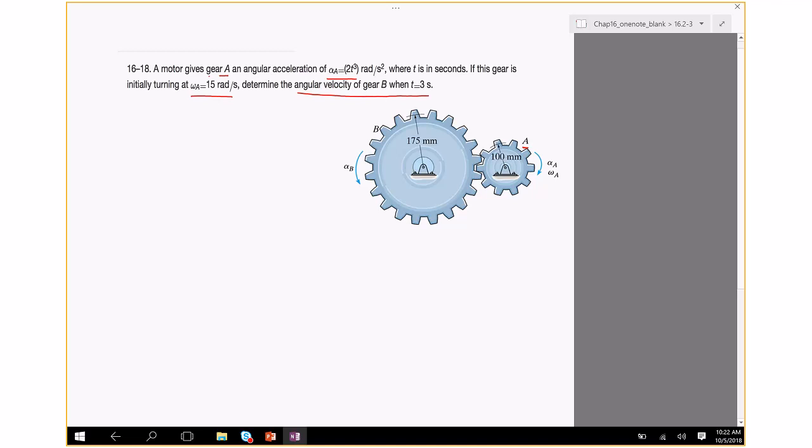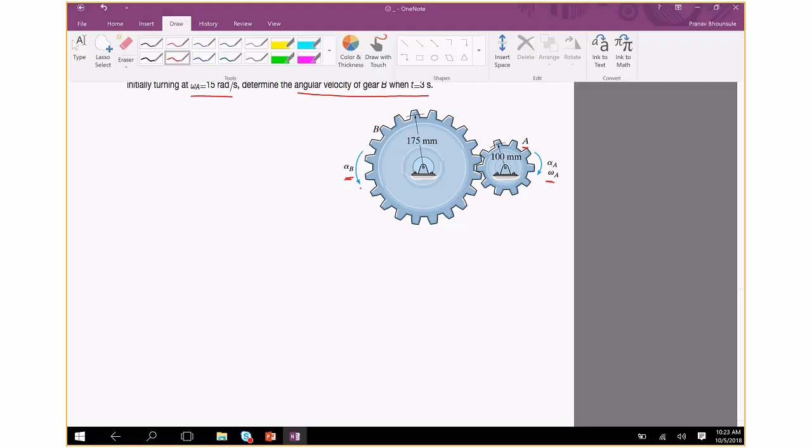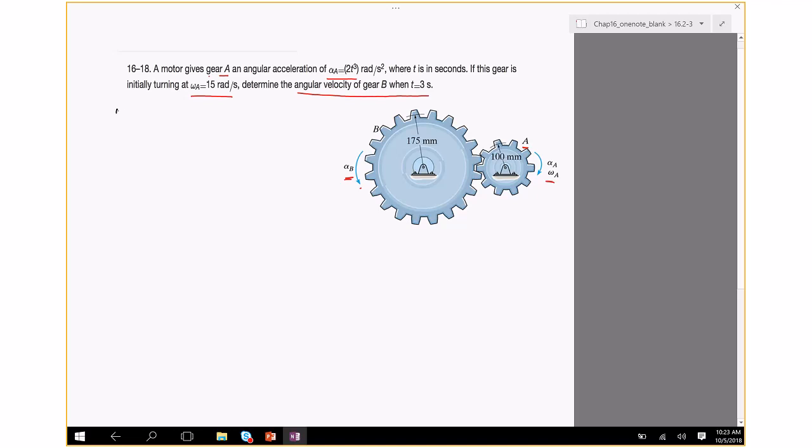So this is the picture which I was trying to draw, but it's hard to draw gears, but that's how a gear is, right? They're spur gears. So when A turns clockwise, B is going to turn counterclockwise, and that is indicated by the arrows here. So let's put on what we want to find. We are asked to find angular velocity of B when the time is 3 seconds. We know the angular velocity of A at time. It said initially, so I'm going to assume that initially time is 0. 15 radians per second. And we are also given alpha of A, which is 2t cubed.